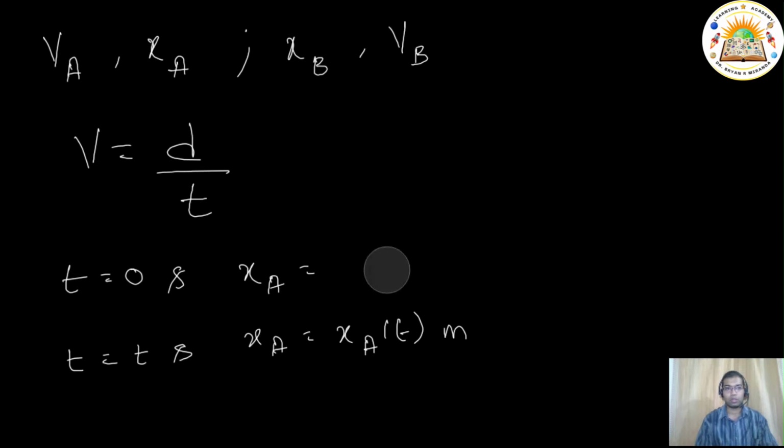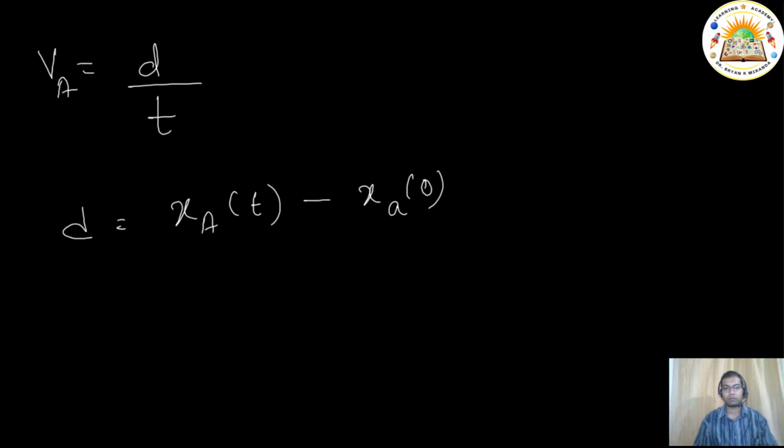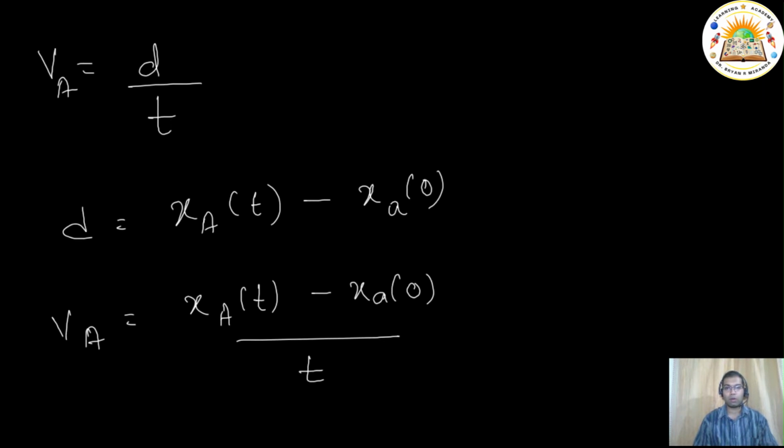The idea here, because of writing it like this, xa of 0 and xa of t, means at time t is equal to 0, what is the distance, and at time t is equal to t, what is the distance. So if I have to write d for object A, I'm taking d by t. So d can be written as xa of t, that is final, minus xa of 0. Substituting this expression here, I will get Va is equal to xa of t minus xa of 0, by t.